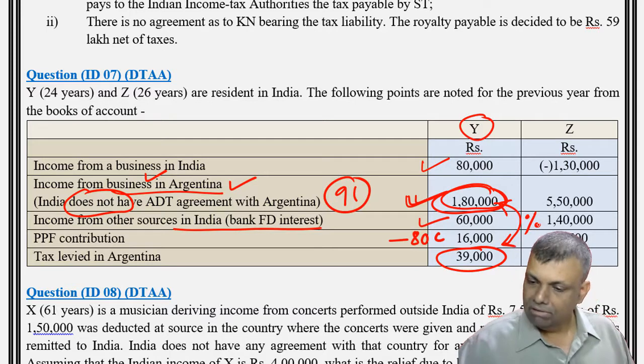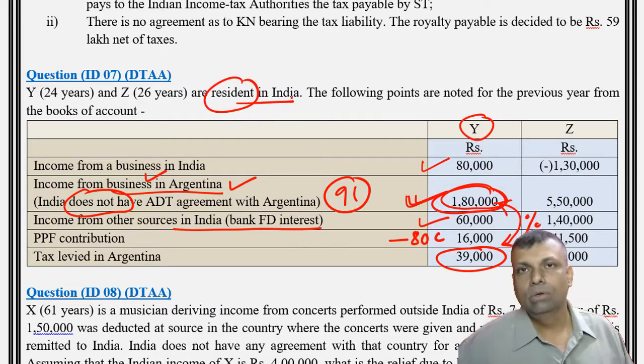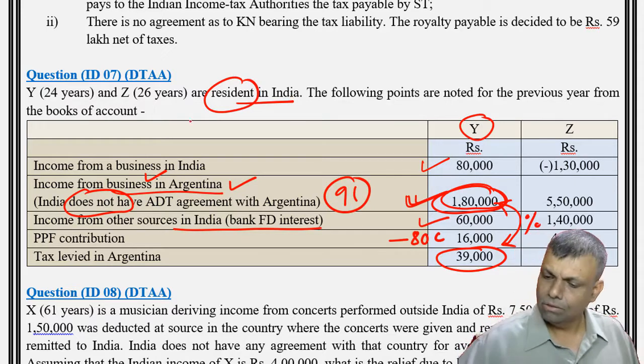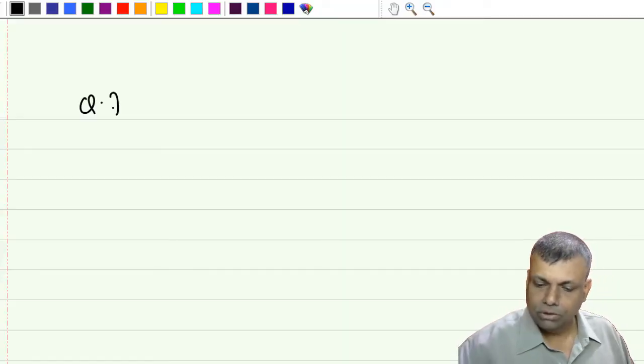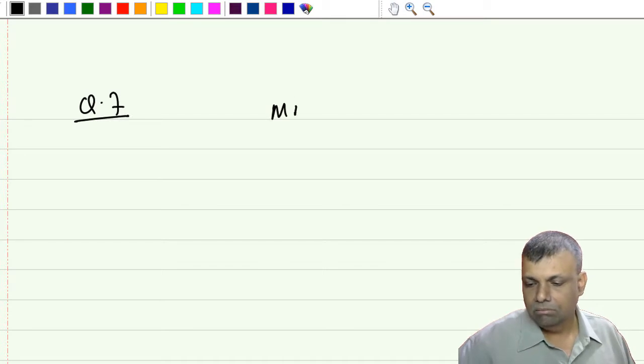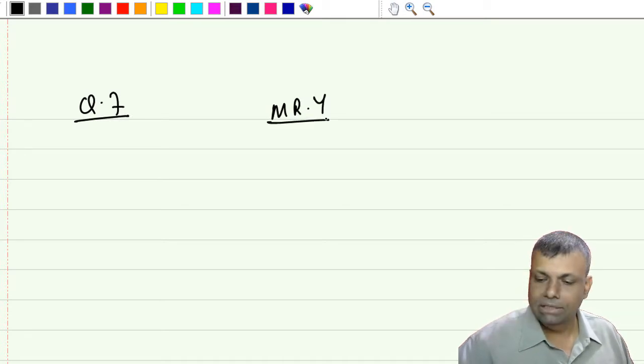Only one thing here you have to be careful about: he is resident in India, and you have to give him the rebate of section 87A if on merits it is applicable. So be cautious that when you calculate the tax liability, don't forget the rebate element. Okay, that's all for Mr. Y, no big deal. So let me quickly do this particular computation. Question 7, Mr. Y, very simple computation.